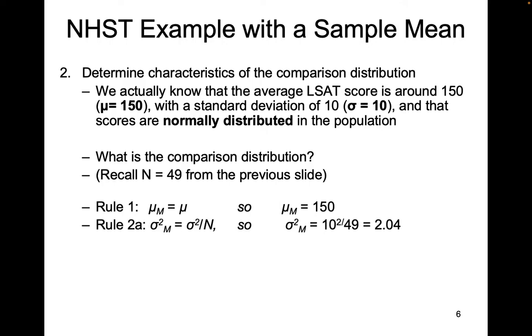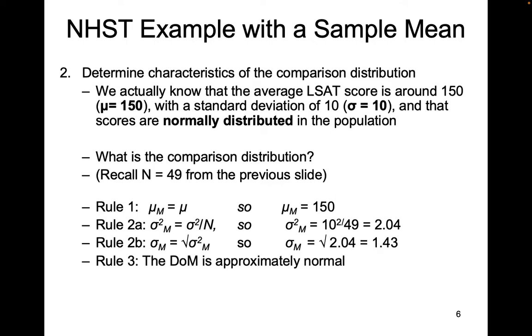By rule 2a, we can figure out the variance of the distribution of means. Notice that what I've done there is I've just squared 10 because the population standard deviation is 10. So rule 2a involves the population variance. I just squared 10 to get a population variance, and then I'm dividing that by sample size. So we're able to determine that the variance of the distribution of means is 2.04. And then once we have the variance, we can just take the square root to get the standard deviation of the distribution of means. That is the standard error of the mean.